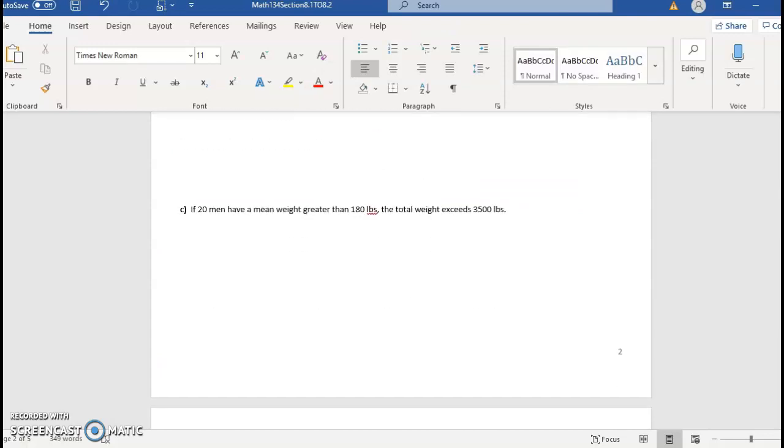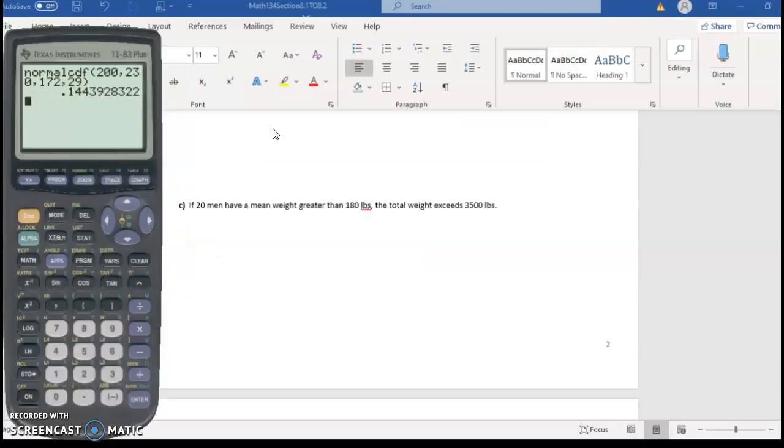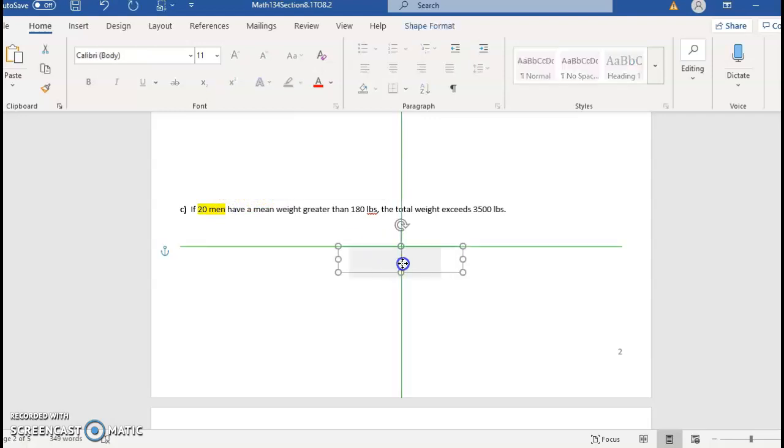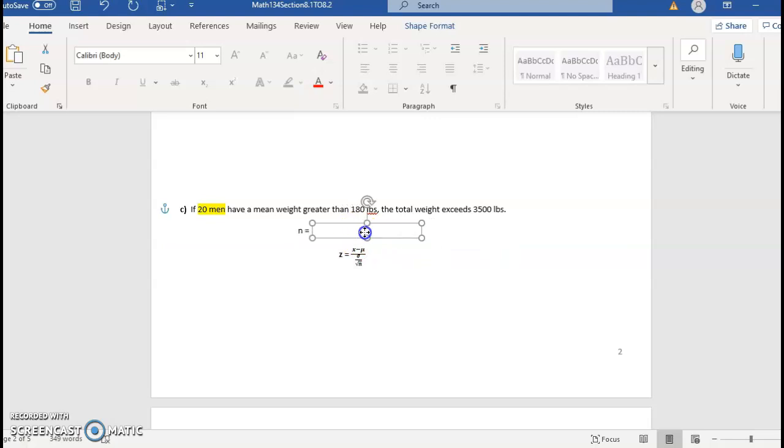Now let's go to the new portion of this section, and this is part C. In part C, they're changing it a little bit. Now they're talking about a total of 20 individuals. So we're going to be evaluating a new z-score, and in this case, you're looking at 20 individuals. The probability they're asking us to find is for 180, so greater than or equal to 180.